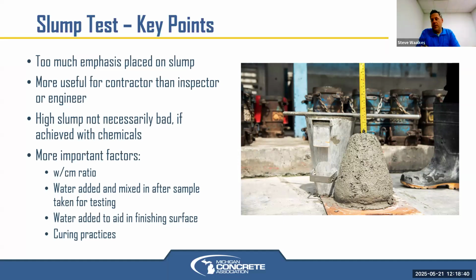And I mentioned water cement ratio. That's the biggest thing. And we've heard of projects where water's been added and mixed in after the sample was taken that was being used for these fresh tests, slump being one of them. That's a no-no. Specifications typically do not allow that. Once you started placing the concrete in the forms, no additional water should be mixed into that batch because you don't know what the water cement ratio of the actual in-place concrete is going to be then.